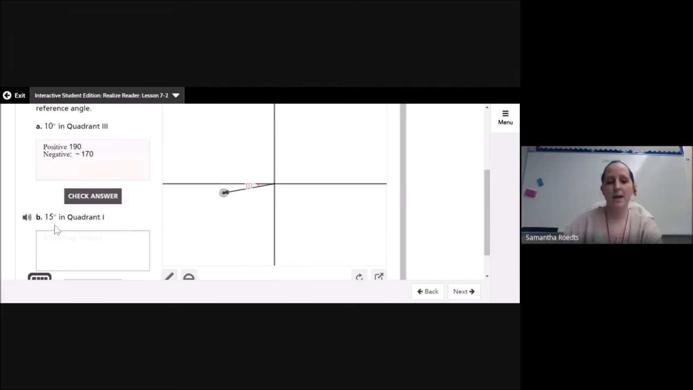Okay. For B, I have 15 degrees in quadrant 1. So over here in quadrant 1, I'm looking for 15. There's 15 right there. Okay. So I want to find a positive angle and a negative. So this one's actually super easy because it's already in quadrant 1. So my positive is 15. My negative, remember, I'm going to start here and I'm going to go all the way around. So 360 minus 15 is 345. So negative 345 degrees.